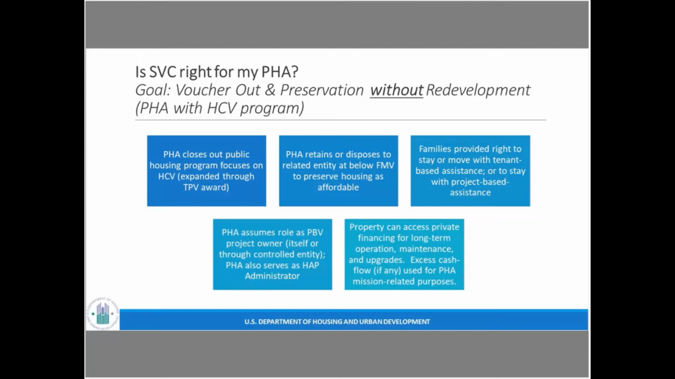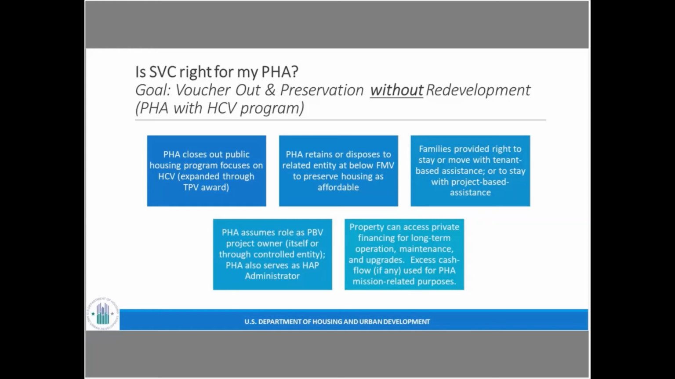So I either want to retain it myself, or I want to sell it to an affiliated nonprofit, LLC, another entity, so the project can continue to be used as affordable housing for the long-term future. And here, again, the statutory right of the families to stay in their units with tenant-based assistance is triggered. PBV is possible and allowable with tenant consent that we discussed about.